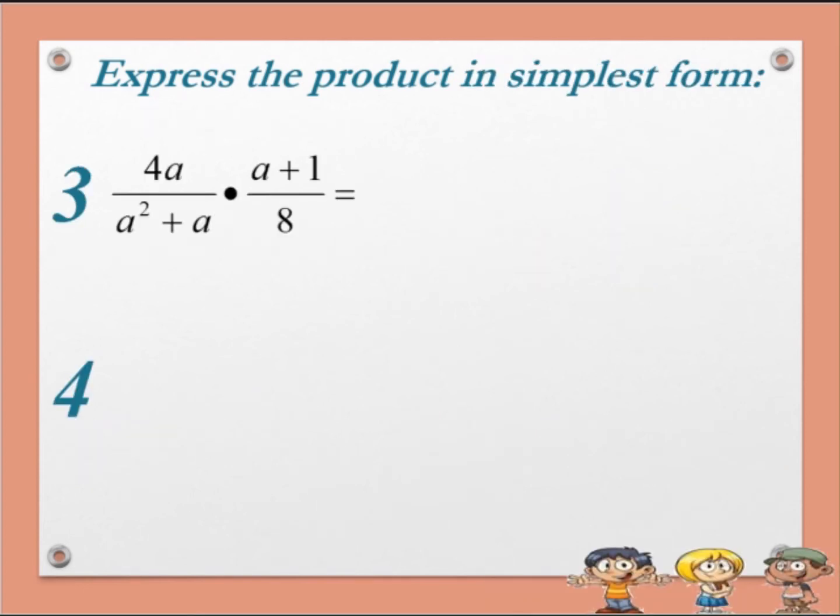Example 3. 4a/(a² + a) times (a + 1)/8. First, we look for the common factors. 4 and 8 has a common factor of 4. Therefore, we divide 4 by 4 and we get 1. 8 divided by 4 is equal to 2.